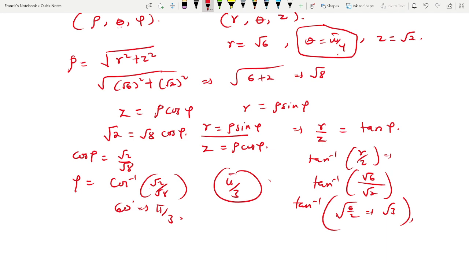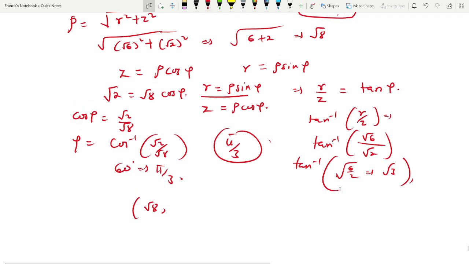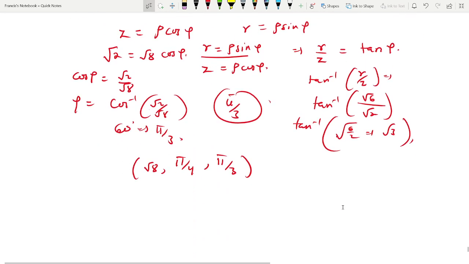So writing our final answer, we simply have our rho, which is square root of 8, comma theta. In the question, we got theta directly from the question because theta in the question was pi on 4. So I simply write pi on 4. Then my phi, which was pi on 3. So this becomes the spherical coordinates.